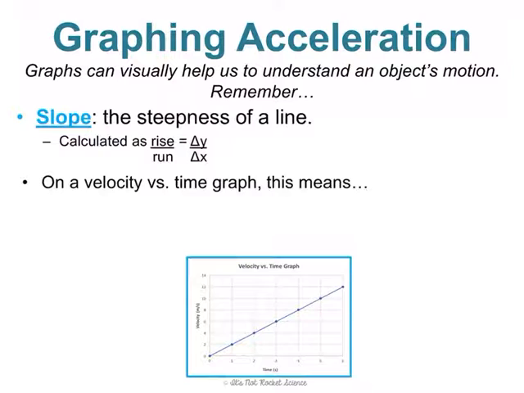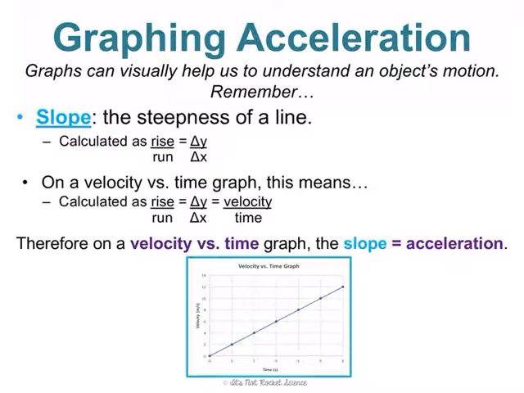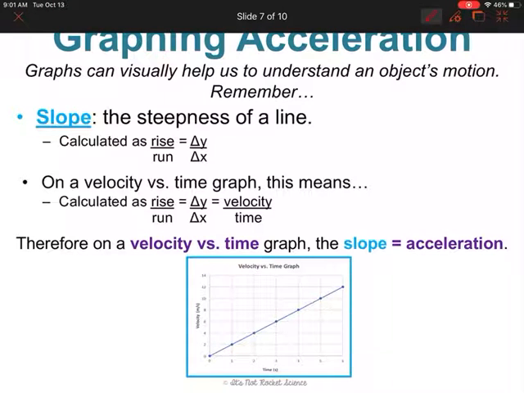So on a velocity versus time graph, that means that it's going to be velocity over time, which we learned yesterday is equal to its acceleration. So the steepness of the line in a velocity versus time graph, the slope is equal to the acceleration. Right, so in the velocity versus time graph, velocity's here, time is down here. So V and T.